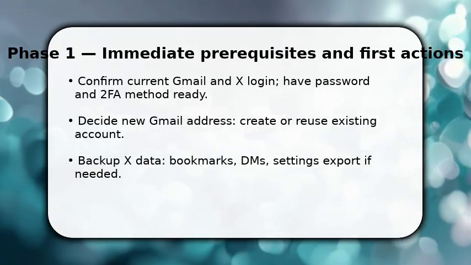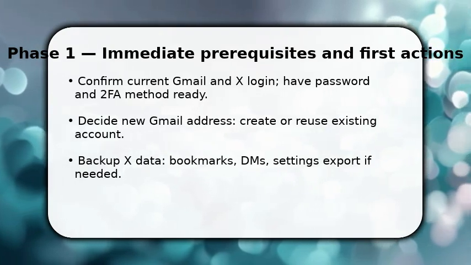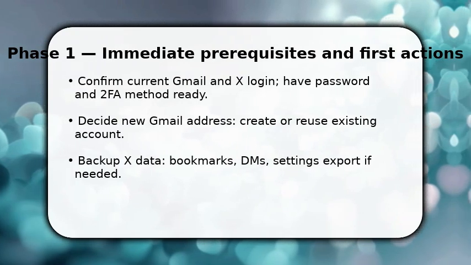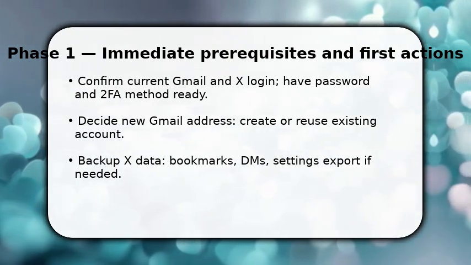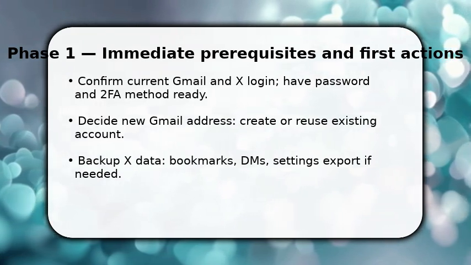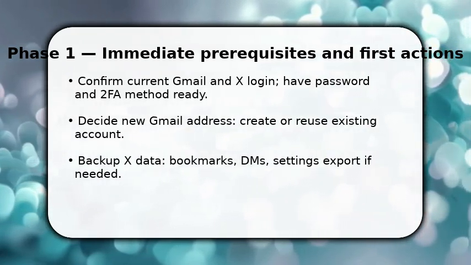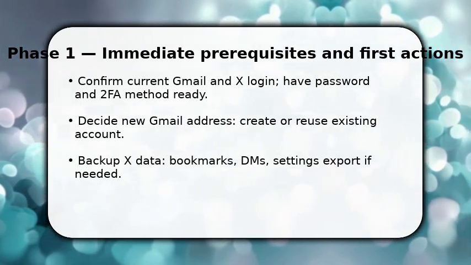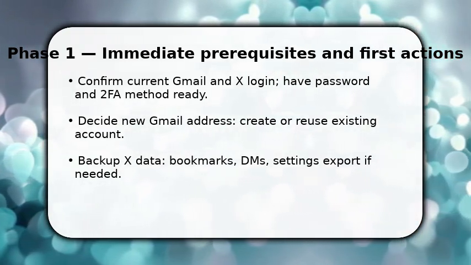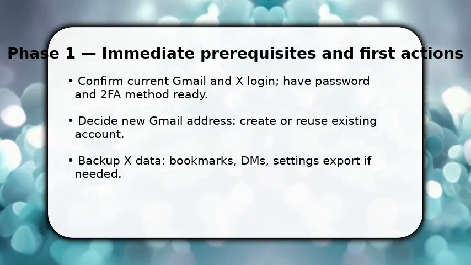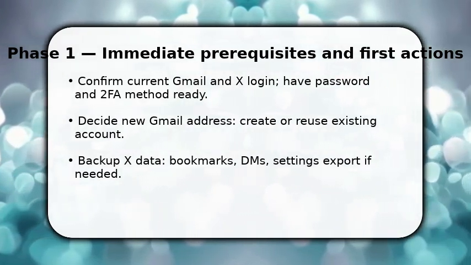You start by confirming the Gmail currently linked to your X account and make sure you can log in. This avoids lockouts. Once done, decide whether you'll create a new Gmail or reuse an address, because you'll need access immediately. Make a quick backup of X data, like bookmarks or DMs, so nothing is lost during the switch. These steps save time and reduce risk. They prevent failed verification and give you control before you change core account credentials.